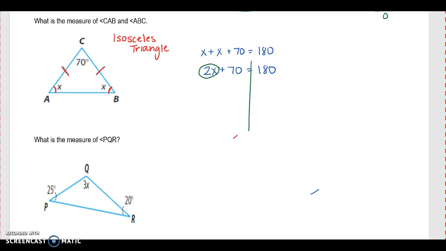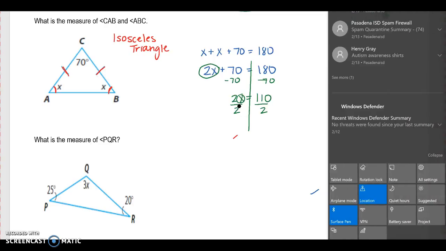Draw our line down our equal sign. This is adding 70, so we're going to do the opposite to get rid of it, minus 70. So now I have 2x equals 180 minus 70, which is 110. Now I need x by itself, so I'm going to divide by 2.